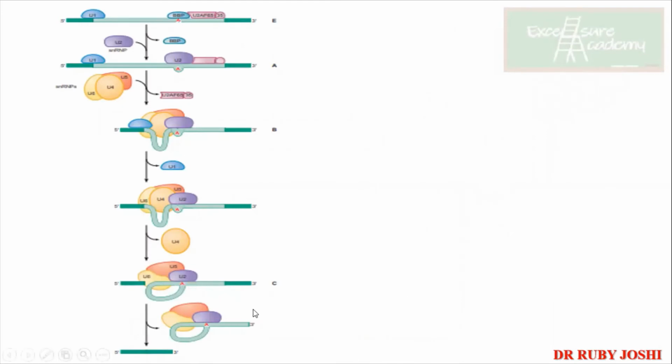So I just wanted to add that the attack of the 5' end over here, the 3' OH attacking over here, which I was talking about, is done by U5. Okay, so that is done by U5.